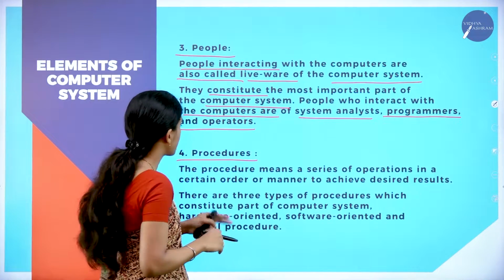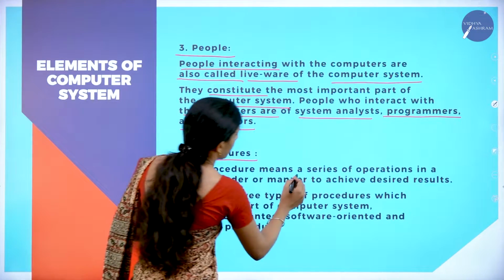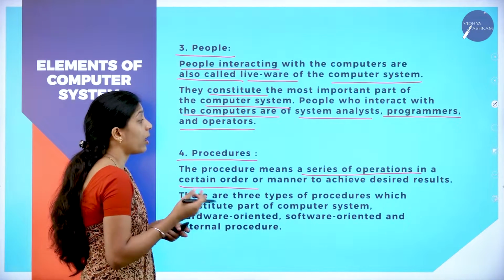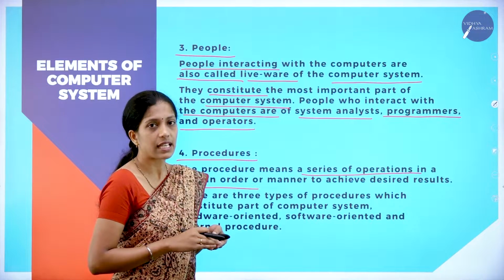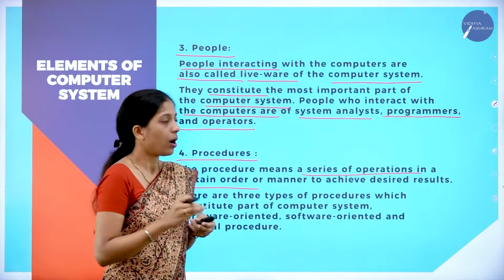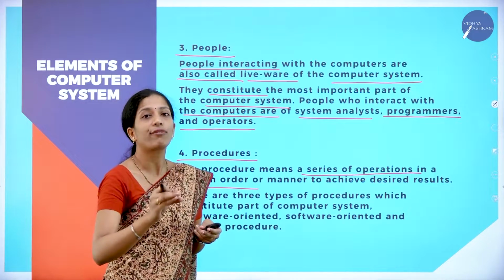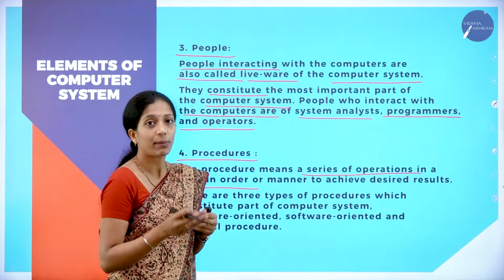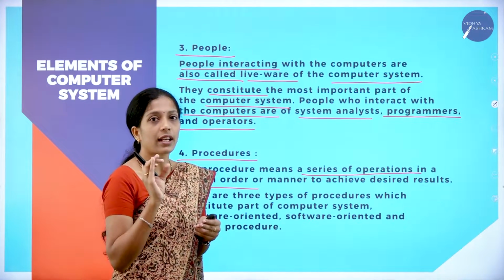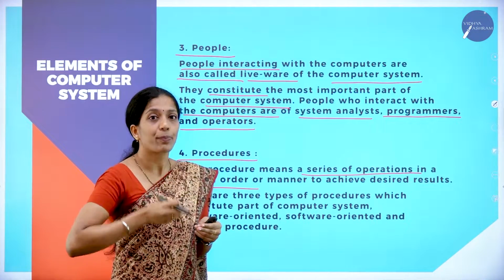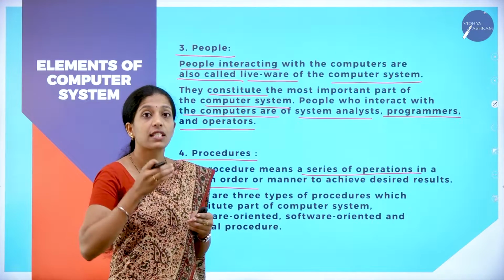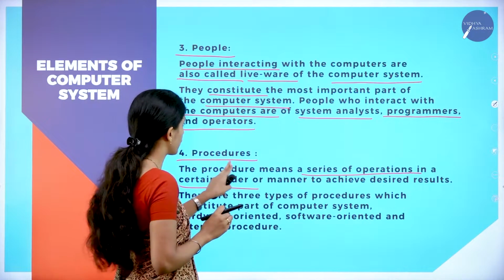The next element of the computer system is procedures. Now let us see what this procedure is. A procedure means a series of operations in a certain order or manner to achieve the desired result. It is a step-by-step process, a series of operations performed one by one in order to get the desired result, or the correct output. That step-by-step process, or set of series of operations, is called what?